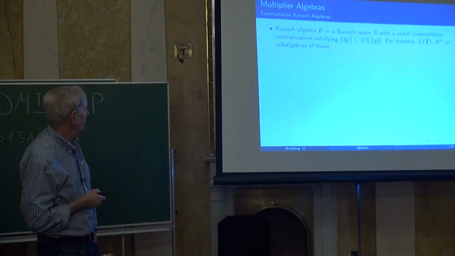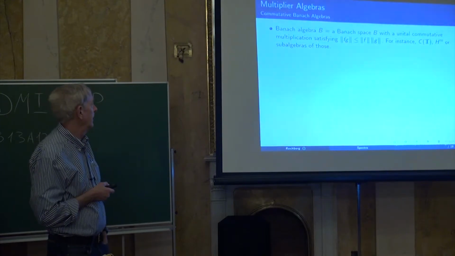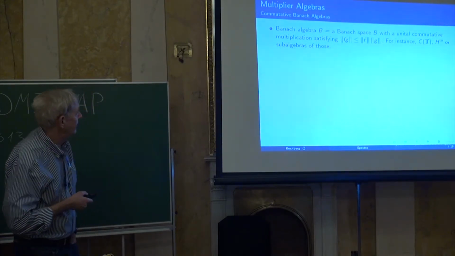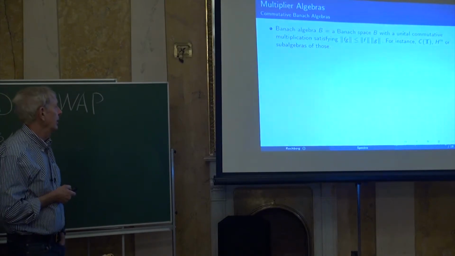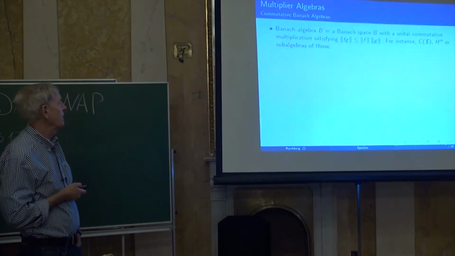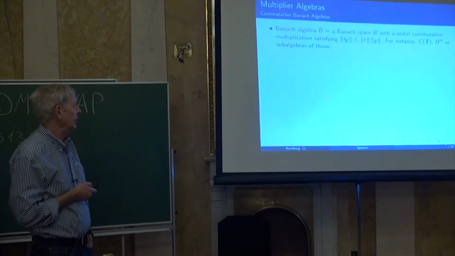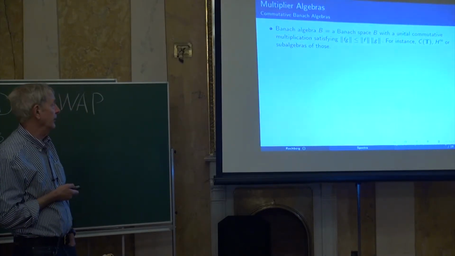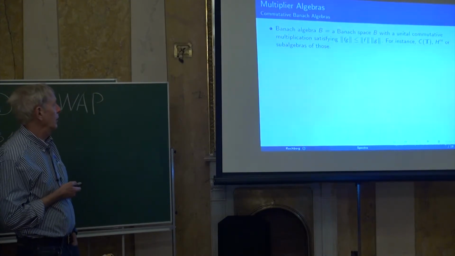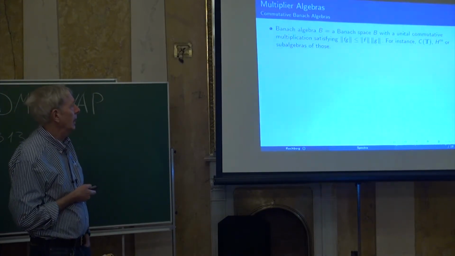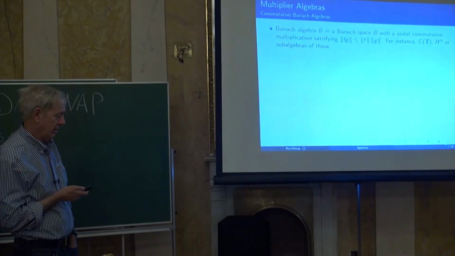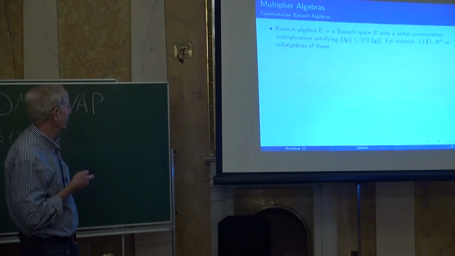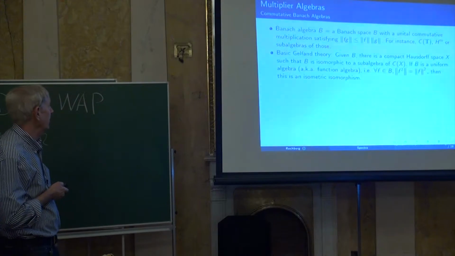So I first want to tell you a little bit about commutative Banach algebras. A Banach algebra B is a Banach space with a, for us, unital commutative multiplication. The characteristic property is that the norm of the product is dominated by the product of the norms, and the classical examples are continuous functions on the circle or any other compact Hausdorff space, or the algebra of bounded analytic functions on the disk, or any closed subalgebras of those. And that's enough examples to get into the spirit of what we're talking about.